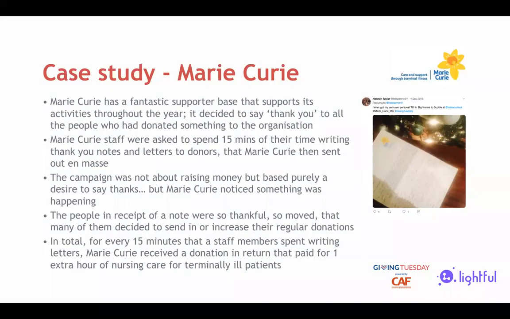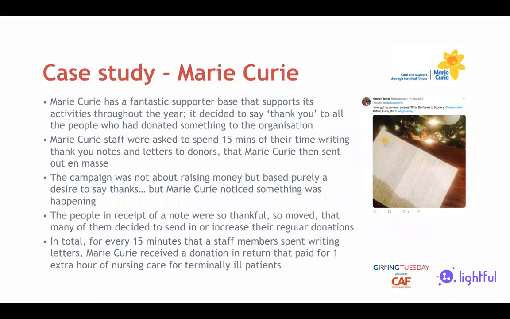To bring the campaign to life a little bit, I'm just going to talk really briefly about some of our biggest case studies, although just to note that we'll talk about some of the bigger charities, but there's really something for everyone to get involved, no matter what size your organisation is. And Lightful are going to go through some fantastic ideas of how you can get involved.